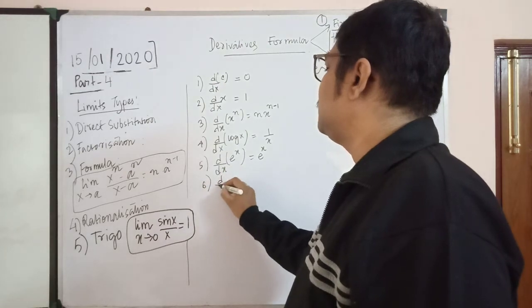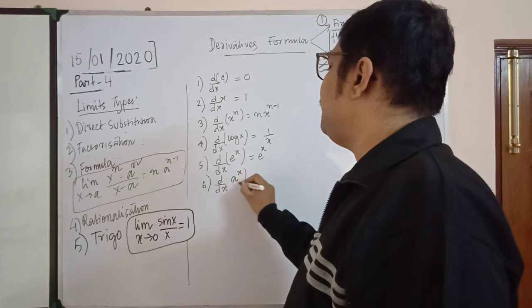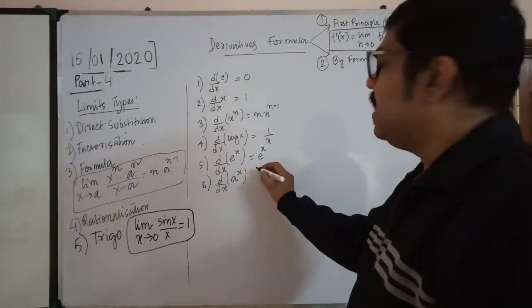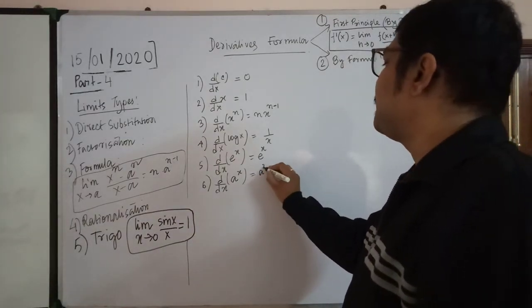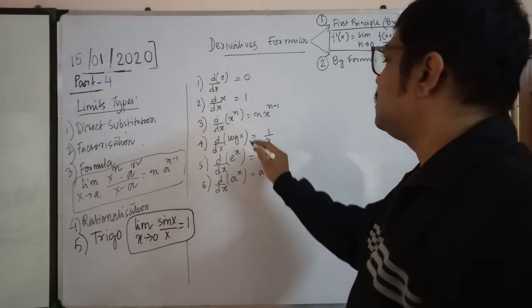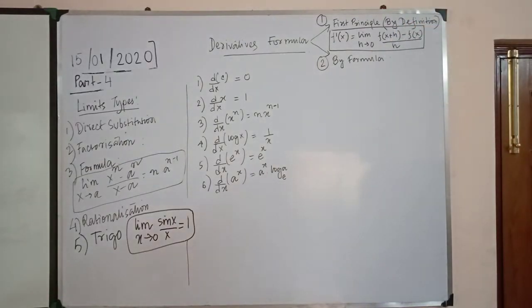Number 6, d/dx of a to the power x, where a is some constant. So it will be a to the power x into log a. All these logs in calculus have base e. So these are the few algebraic formulas which we get, and the trigo formulas are as follows below.